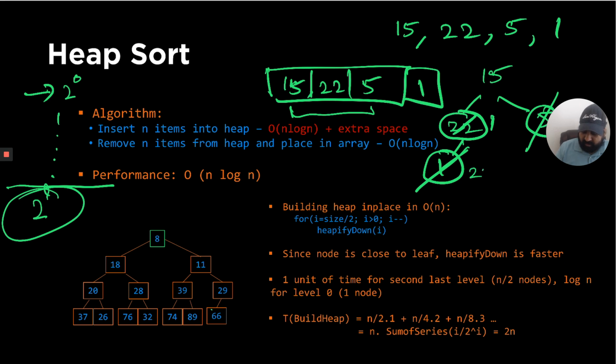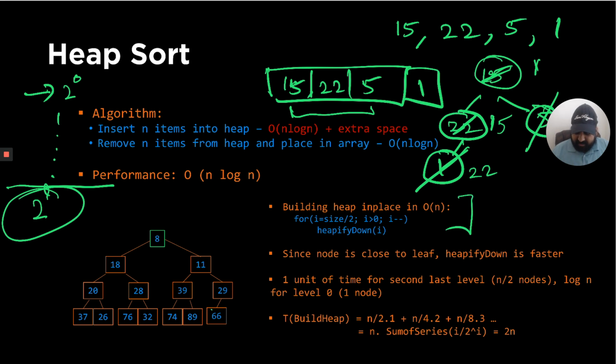So one will go up and 22 will go down. Next, it's going to apply on the other non-leaf, which is 15. So 15 will go down and one will go up. And now it's a perfectly valid heap.